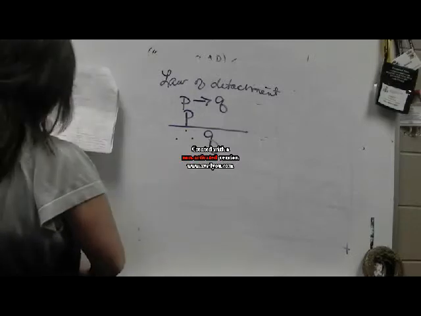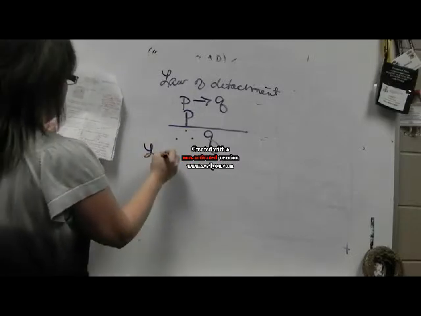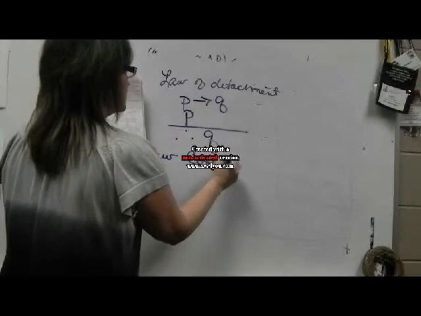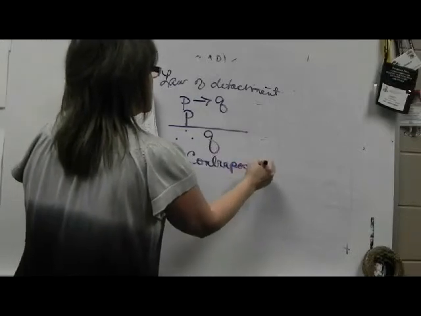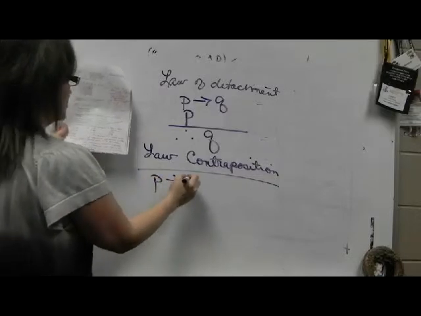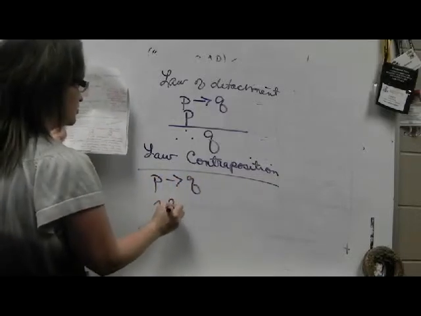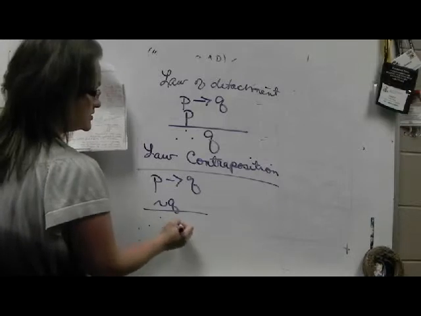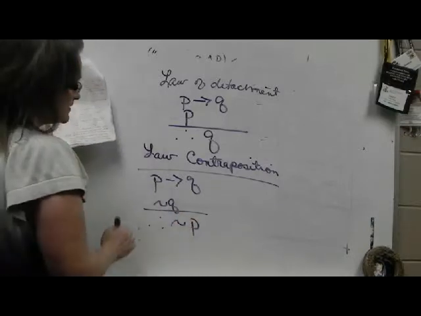Okay, the second, the law of contrapositives, says if P, then Q. So if not Q, therefore there was not P. That's a valid argument.